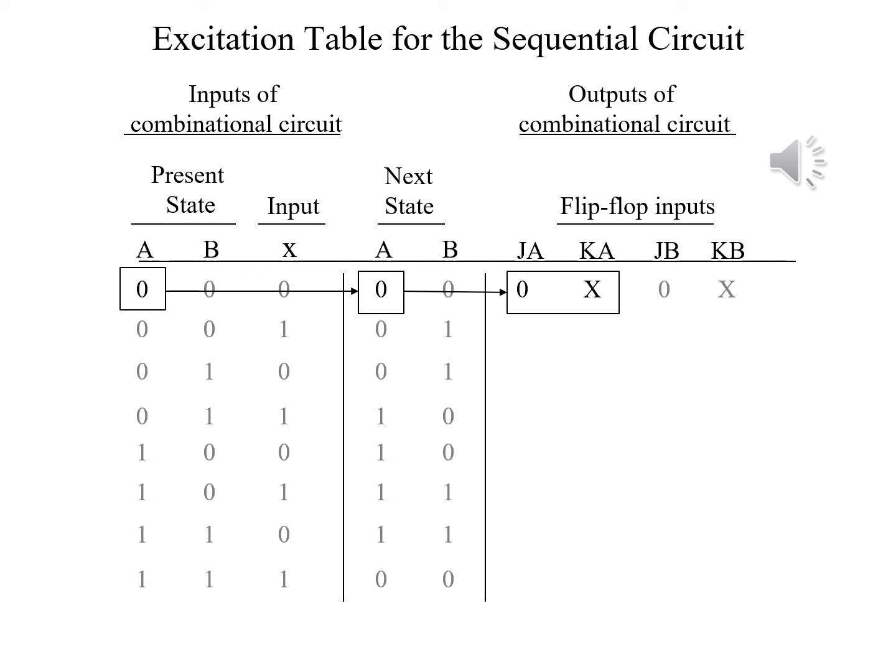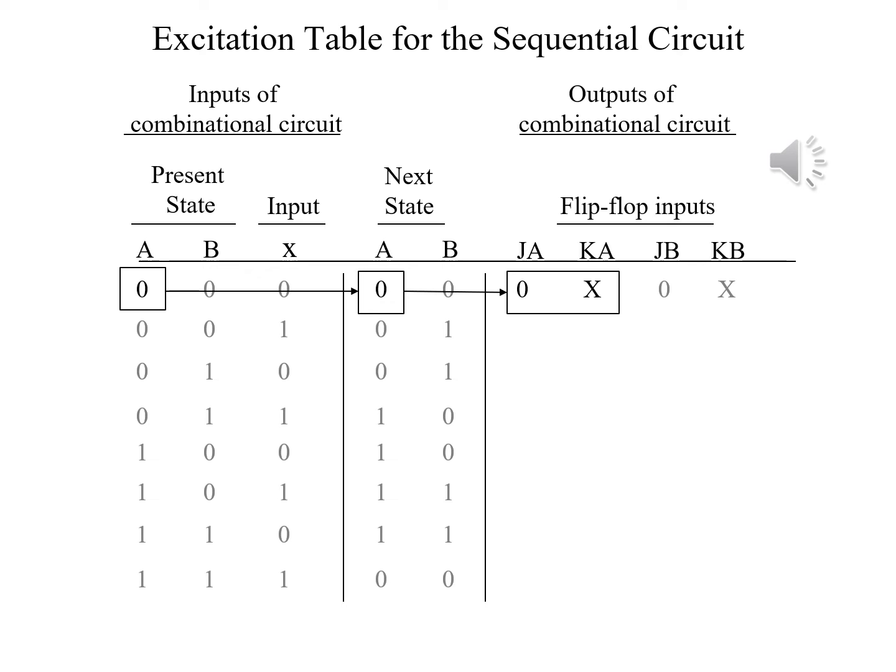Here you'll see that we compare the present value of A to the next value of A when we have A and B together as 0 and x is 0 as well. Going from 0 to 0 means we're leaving it alone. As you go back to the excitation table for a JK flip-flop, this will work if J is 0 and K can be either 0 or 1. And that's how we mark it here.